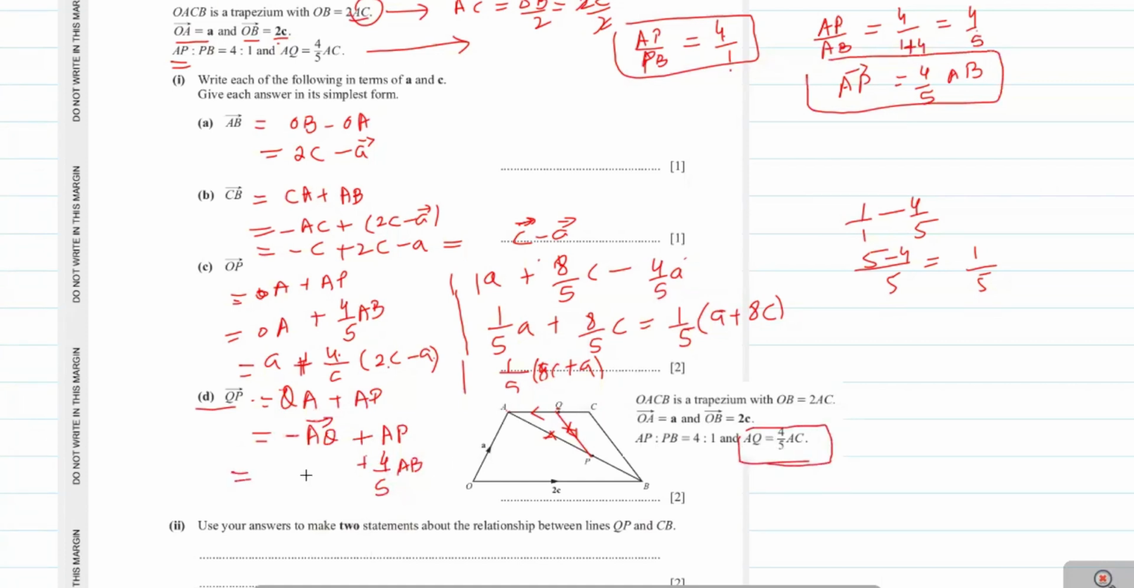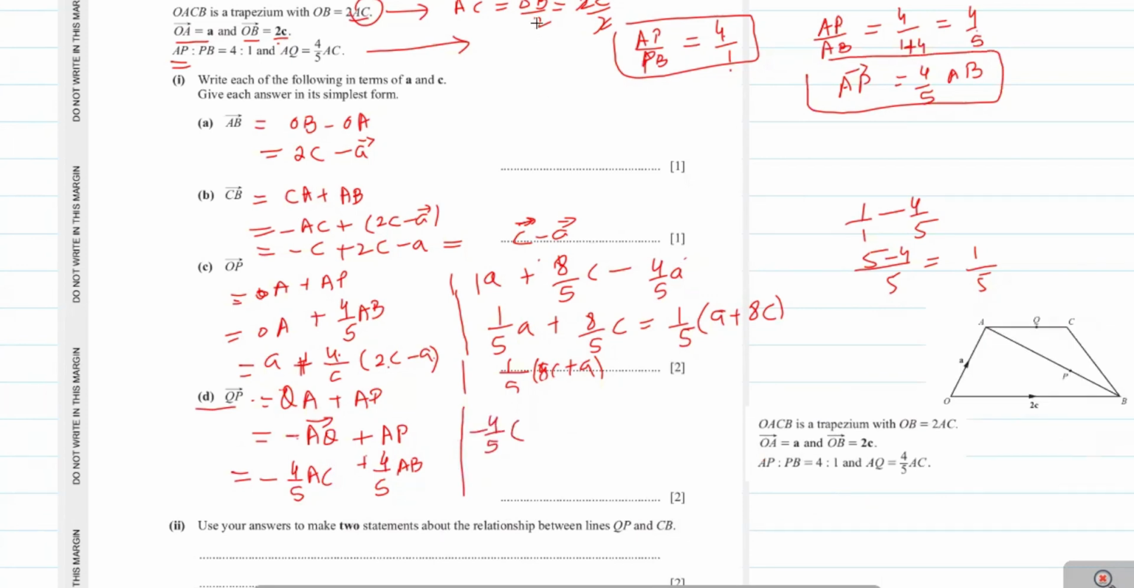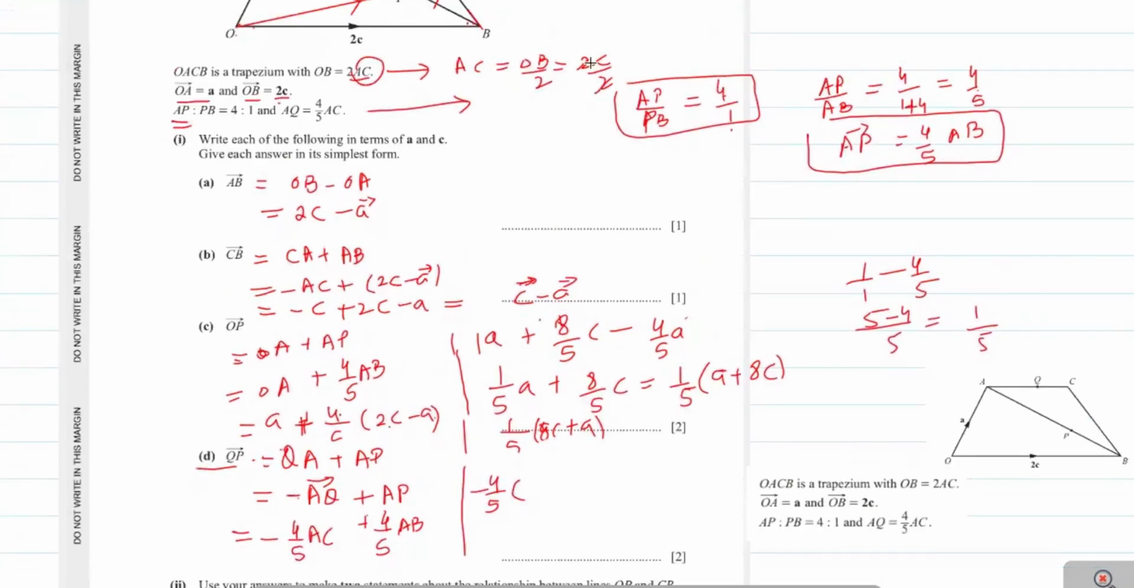This will be equal to 4 over 5 AC. We write 4 over 5 AC, and we write the minus as it is. AC here is equal to C. Look here, this is the AC, and this is equal to C. We write C in place of AC.